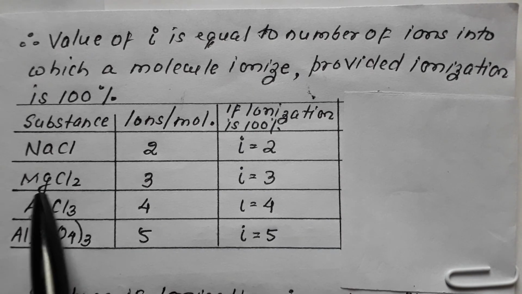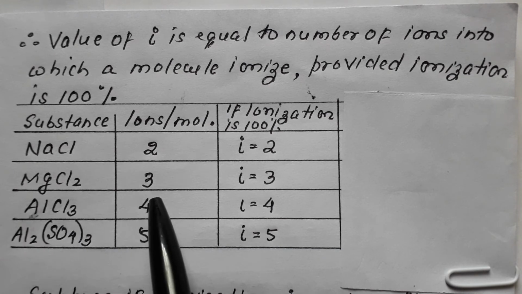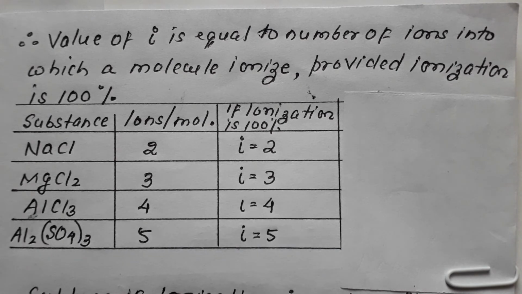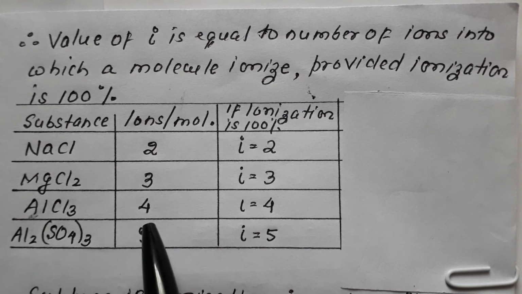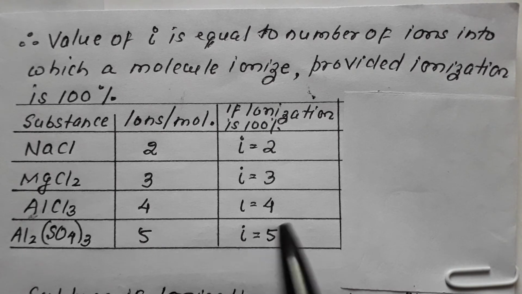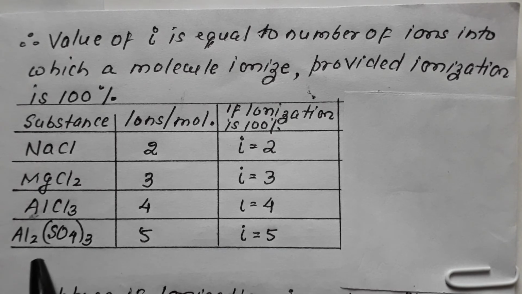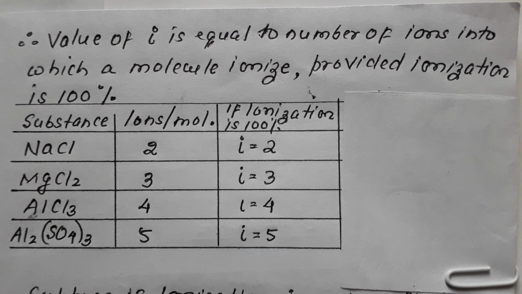MgCl2 ionizes to give one magnesium ion, 2 chloride ions, 3 ions per molecule, therefore the value of i is 3. AlCl3 ionizes to give 1 Al and 3 Cl, total 4 ions per molecule, therefore i is equal to 4. Al2(SO4)3 ionizes to give 2 aluminium ions, 3 sulfate ions, total 5 ions per molecule, therefore the value of i is 5. But remember, this is only applicable when the substance is completely ionized, that is, ionization is 100%.